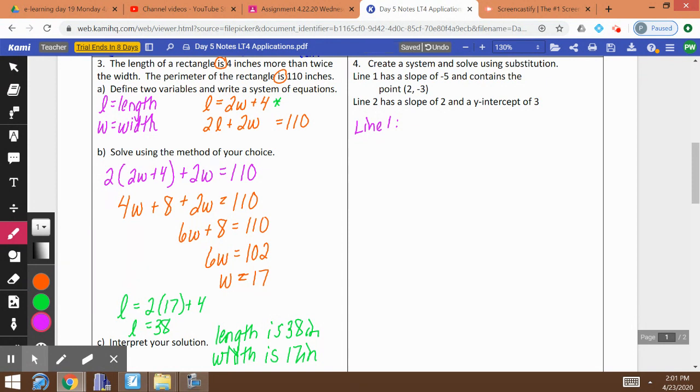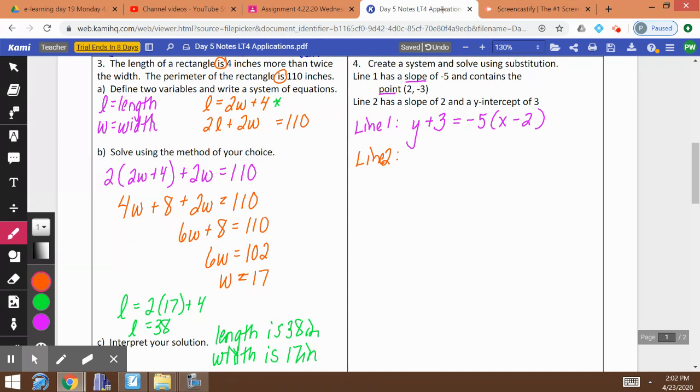All right, this goes back to some review from first semester. If we have a point and a slope, which form should we use? Oh, point-slope form, right? So y minus the y coordinate, so minus negative 3 is plus 3, is equal to the slope times x minus the x coordinate. And just like that, we have the equation for line 1. Awesome.